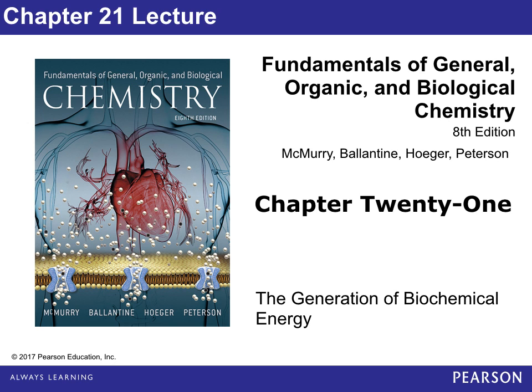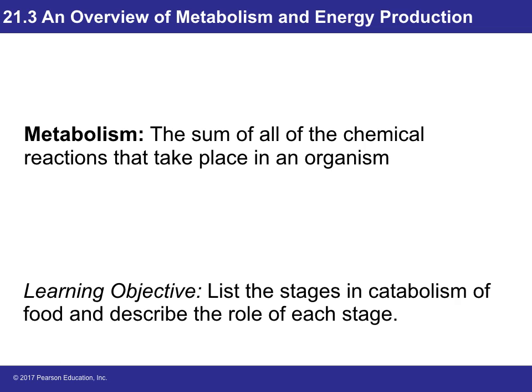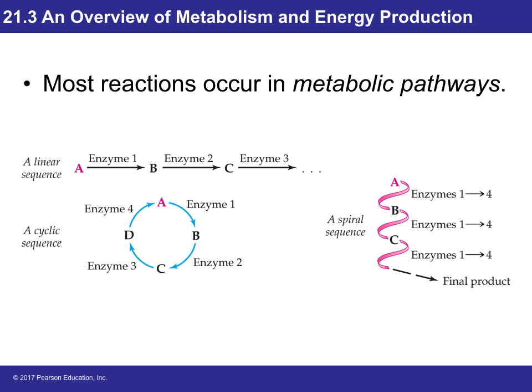Part 2 on chapter 21, on the generation of biochemical energy. We need to go over some of the definitions. What is metabolism? It's actually the sum of every single chemical reaction that takes place in an organism. Looking at where most reactions occur, what we call a metabolic pathway can be linear, cyclic, or spiral.